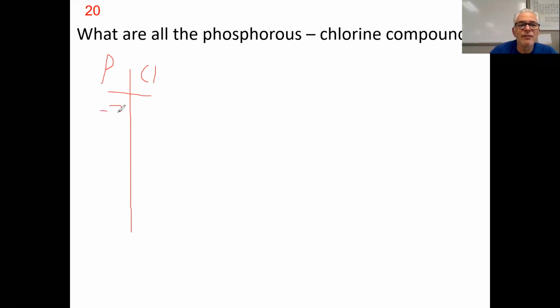Phosphorus, -3. Phosphorus also has a +3 and a +5. Are these the ion charges? No, these are called selected oxidation states. They're just a positive, negative number system that scientists have developed to help you figure out what is possible for phosphorus and chlorine. Now, chlorine has 4 oxidation states, negative, +1. Uh-oh, there's so many. What are we going to do? What are we going to do?